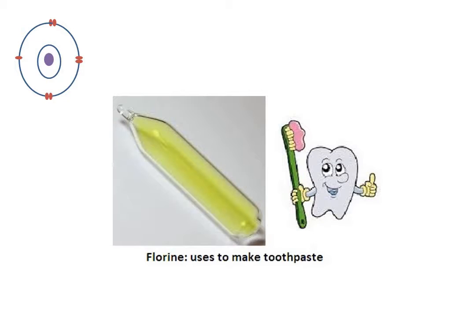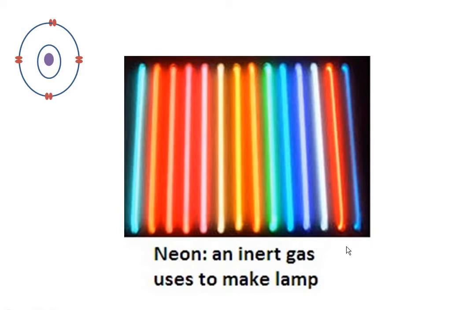Seven is fluorine. Fluorine is something you can find in toothpaste. It has 7 electrons in the outermost shell. Eight is neon. Neon is an inert gas used to make lamps.